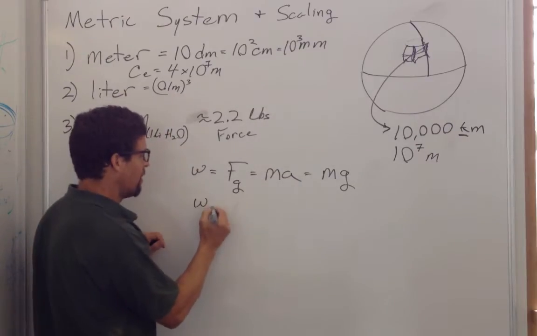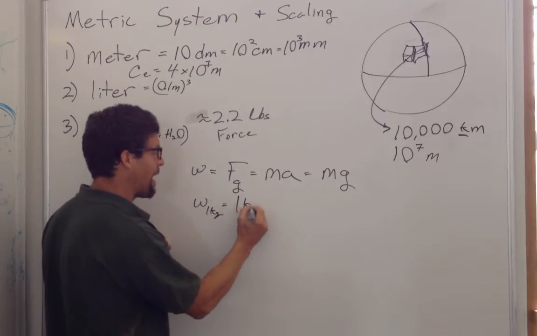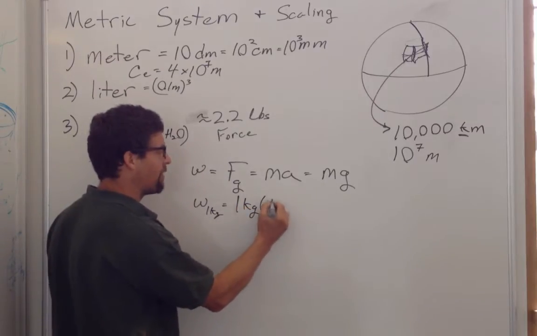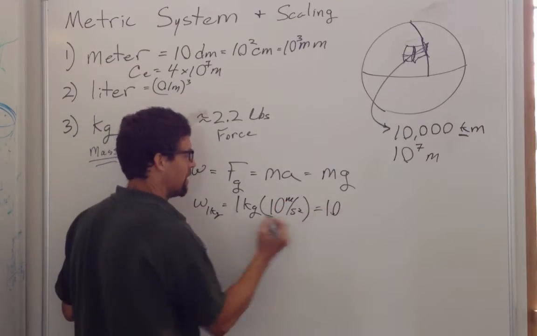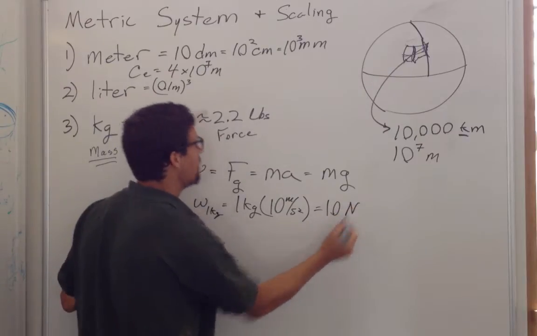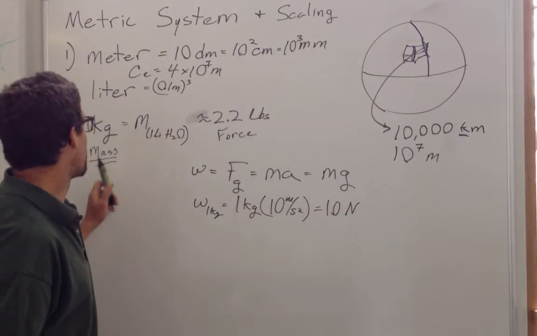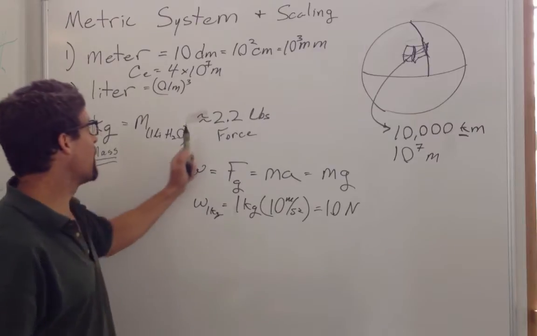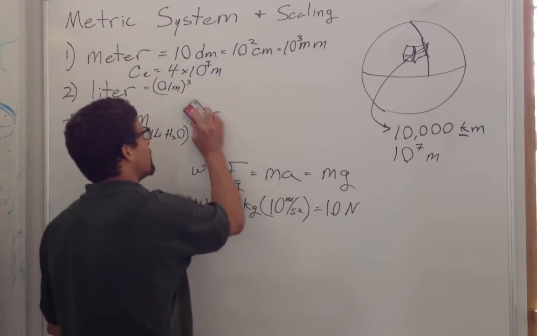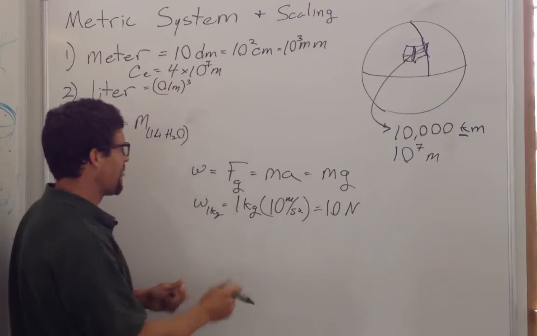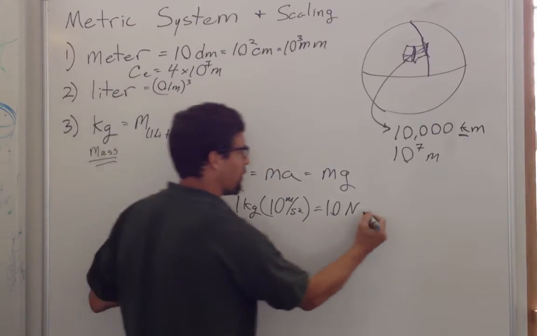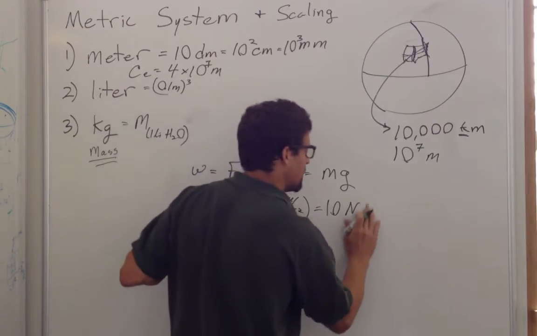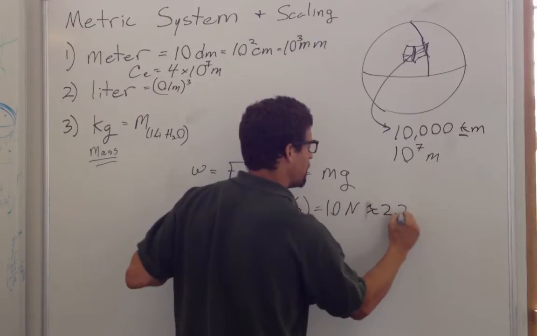So the weight of 1 kilogram in metric units is just that 1 kilogram mass times the acceleration of gravity of 10 meters per second squared is 10 kilogram meters per second squared, 10 newtons. So rather than say 1 kilogram is 2.2 pounds, we can now say the force of gravity on 1 kilogram, the weight of that 1 kilogram is 10 newtons, is about 2.2 pounds.